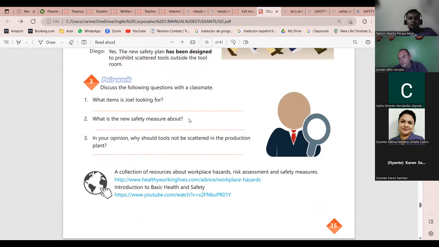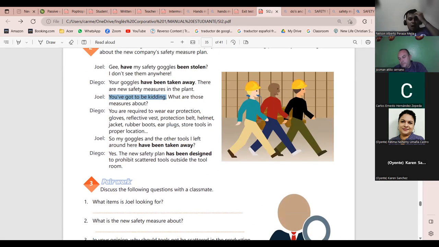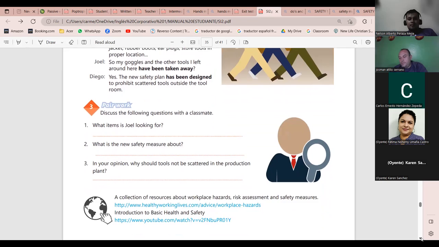What is the new safety measure about? Prohibit the scattered tools outside the tool room. Okay, and? The safety measure about... Are required to wear new kinds of protections, or yes, all your equipment, right? Your protection equipment. That's the PPE, right? PPE, personal protective equipment.